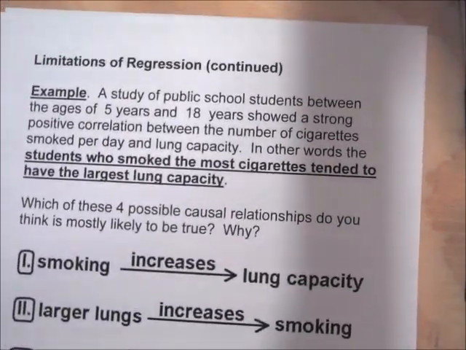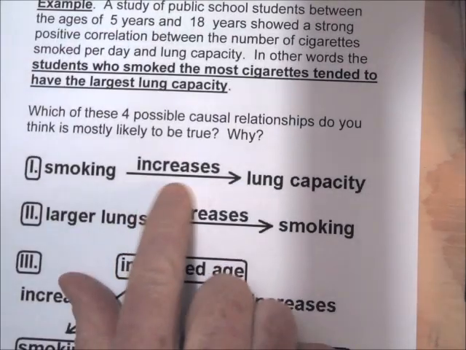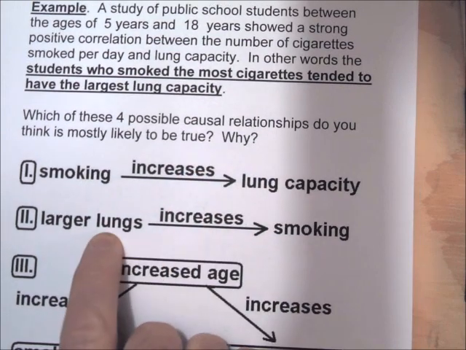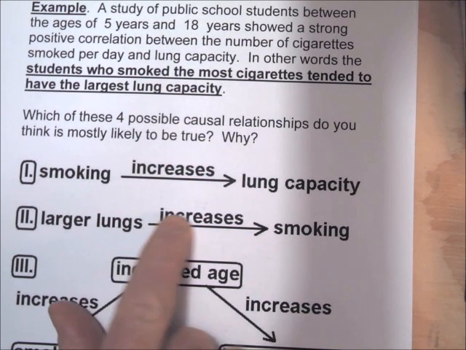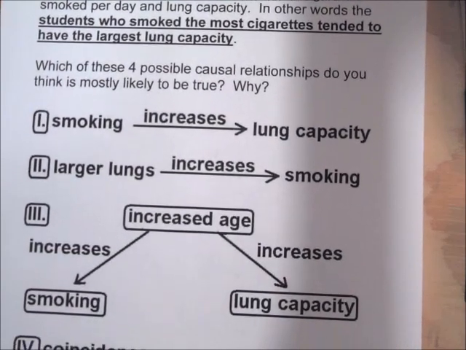In this example here, a study of public school students ages 5 to 18 years old showed strong positive correlation between the number of cigarettes smoked per day and lung capacity. In other words, the students who smoke the most cigarettes tend to have the largest lungs. You might think, well, smoking increases lung capacity. If I want bigger lungs, I should smoke. Or maybe people who have larger lungs tend to smoke more. Maybe having larger lungs causes people to have a craving for cigarettes.